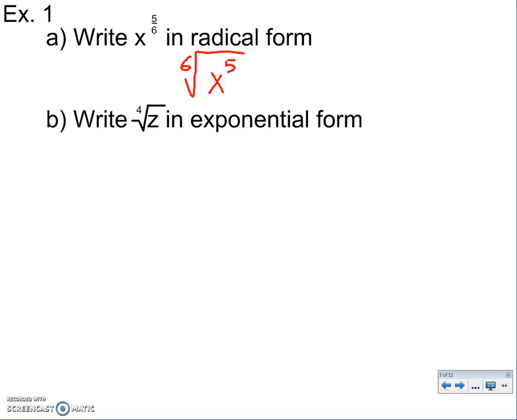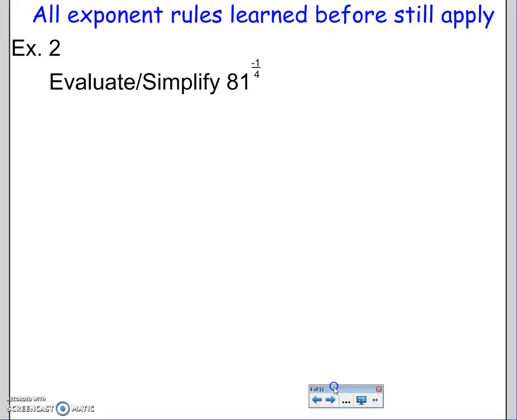B, write the 4th root of z in exponential form. Well, roots are just fraction exponents. So we know there's a 1 right there if you want that. So it's going to be z to the 1/4 power. And that's it. So make sure you know that roots really are just fraction exponents, and vice versa. Fraction exponents are roots, or can be written as roots.